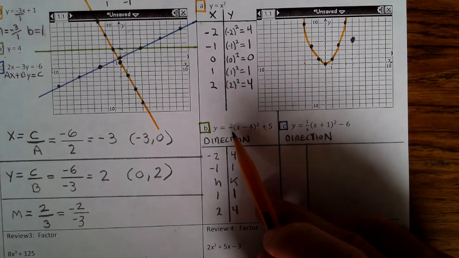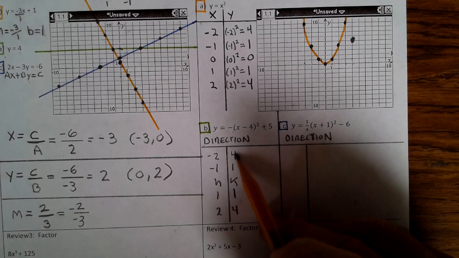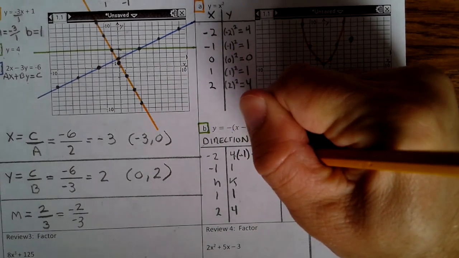Now, but this negative means we need to multiply the y direction by -1. So we need to multiply each of these by -1.